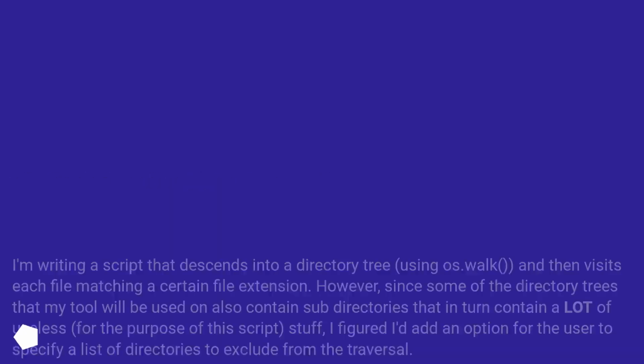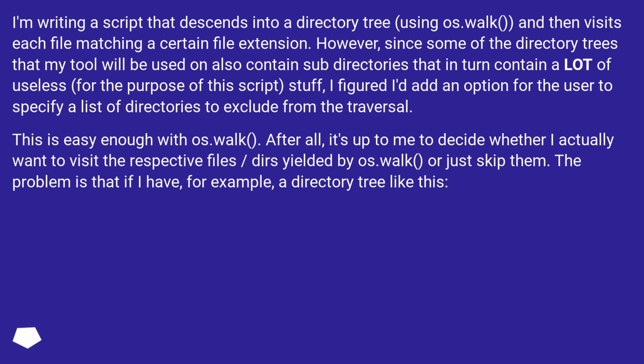Excluding directories in os.walk. I'm writing a script that descends into a directory tree, using os.walk, and then visits each file matching a certain file extension. However, since some of the directory trees that my tool will be used on also contain subdirectories that in turn contain a lot of useless, for the purpose of this script, stuff, I figured I'd add an option for the user to specify a list of directories to exclude from the traversal.